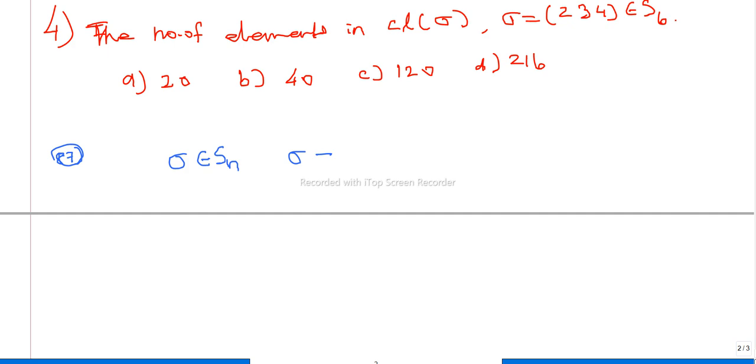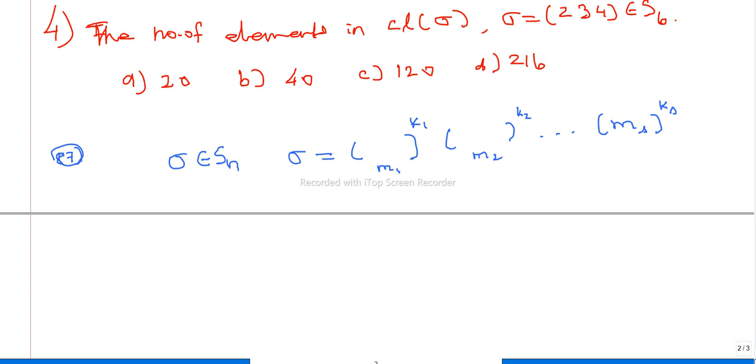Suppose you can decompose sigma into a product of cycles. Suppose I am writing the cycle whose length is m1. How many times does this m1 appear? Suppose the m1 cycle appears k1 times, the m2 cycle appears k2 times, and so on. Suppose the cycle length ms appears ks times.